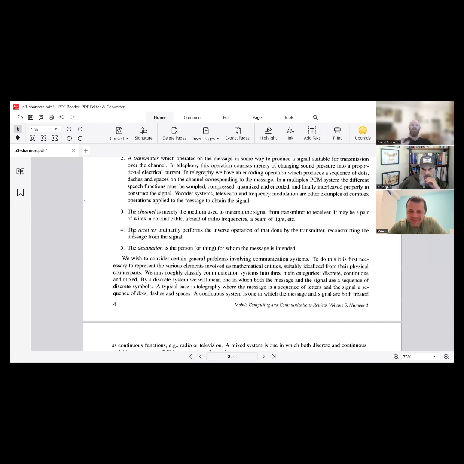Number 4, the receiver ordinarily performs the inverse operation to that done by the transmitter. So it's like encoder decoder, as we said, reconstructing the message from the signal. And at the end, the destination is a person or a thing for whom the message is intended. So it's nice that it's inclusive. It's not just a person, it could be any entity out there, a thing. Okay.